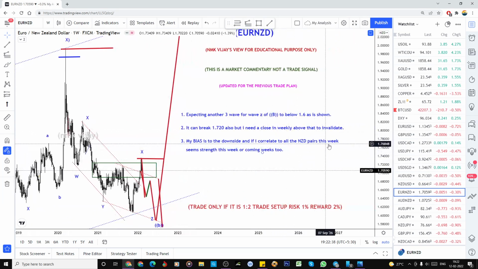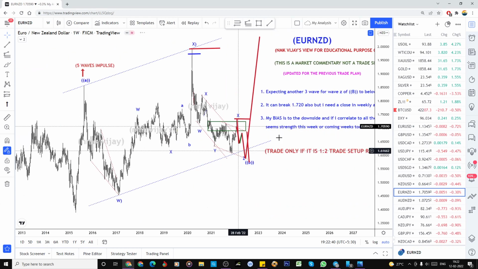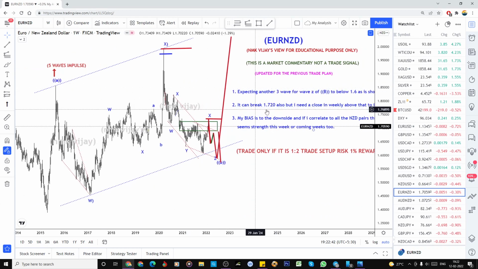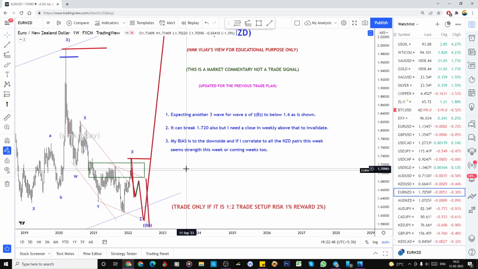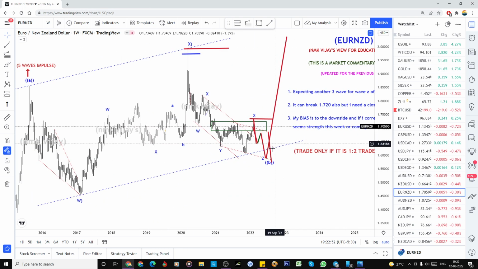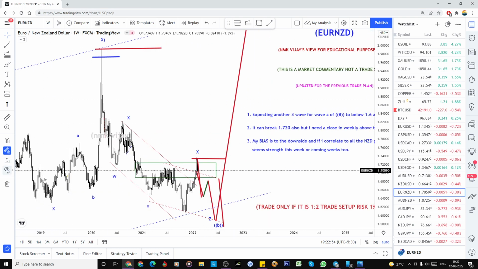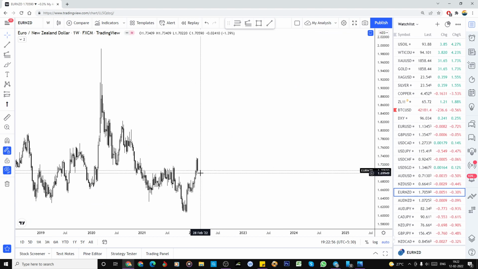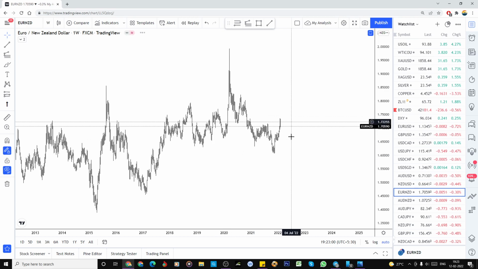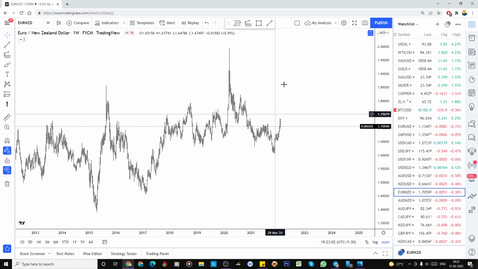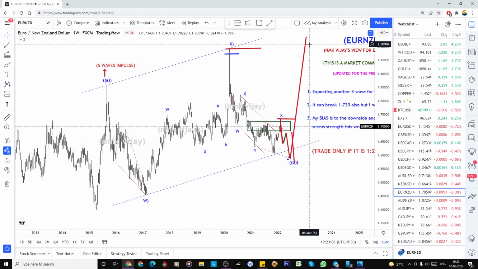If I correlate to the New Zealand past this week, it seems strength. So same thing, and I already informed that it can break the 1.72 also, and I need a weekly close above that to invalidate. It is already closed, but the next week's candle seems like it may reach. So anyway, I'm looking only for the upper side for the positional target of 2.1.